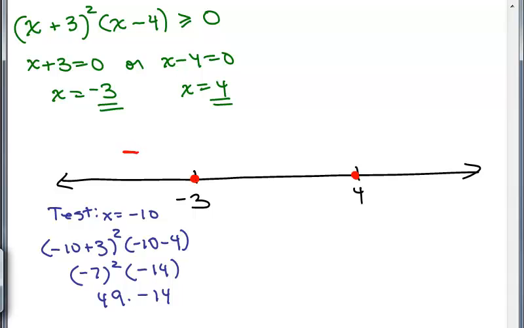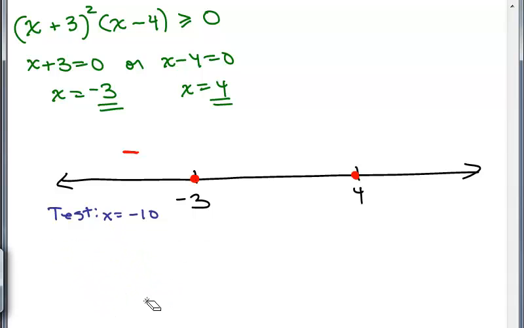Now, I don't usually do all that arithmetic. I usually just say, well, what would happen when I put in -10 for x in that first parentheses? I'm going to get a negative number, which I'm going to square, and I'm going to get that times another negative number, because -10 minus 4. Well, when you square a negative number, it's positive, so this is a positive times a negative, and therefore it's negative. That's all you really have to determine, whether it will be positive or negative when you plug in -10 for x, or any number smaller than -3.